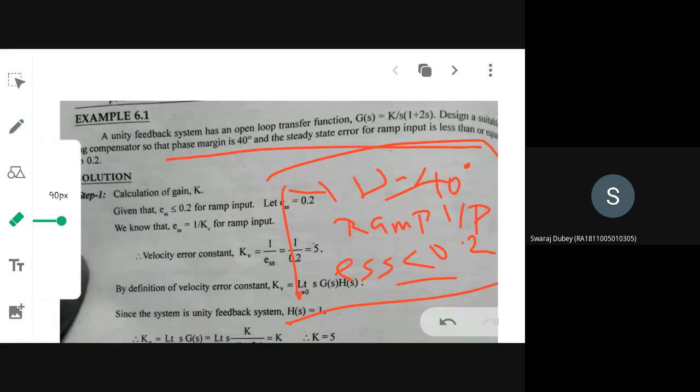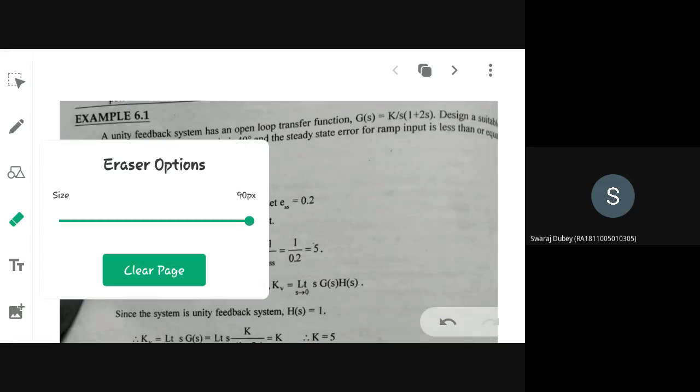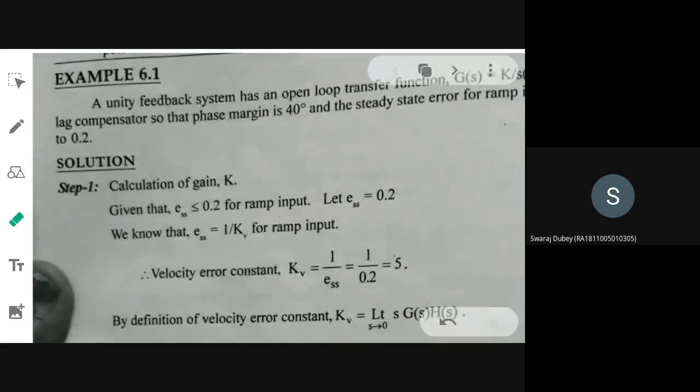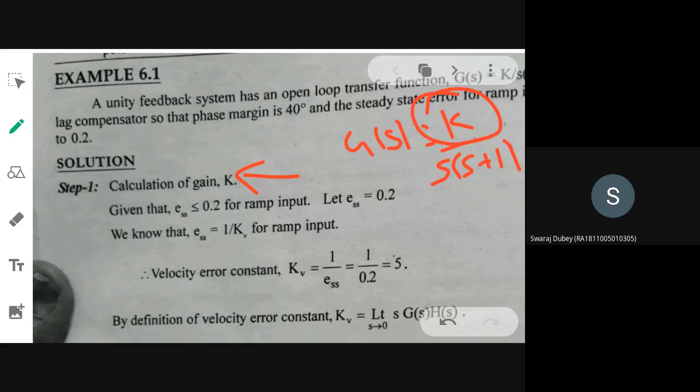There are some 6 or 7 steps that are involved. So first step, as you can see, what are you supposed to do in your first step? Calculate the gain. In order to find the gain, in the original transfer function they have given K divided by S into (1 plus S) into (1 plus 2S). So you don't know the value of K. You need to first calculate the value of that gain.